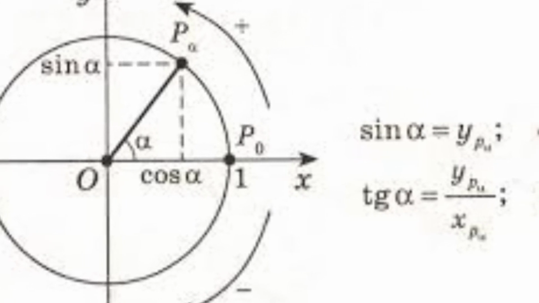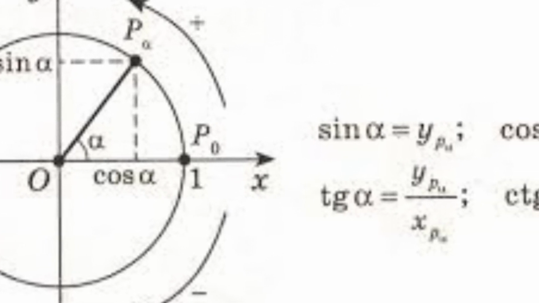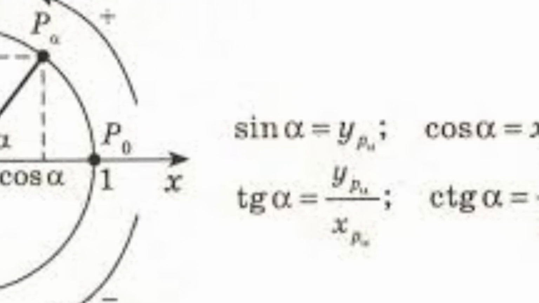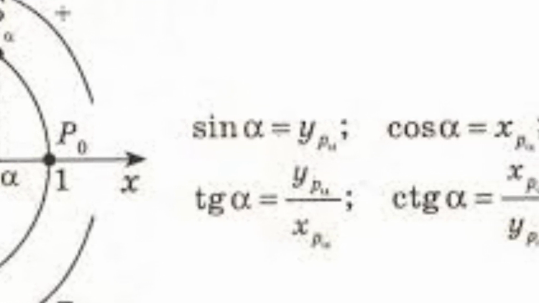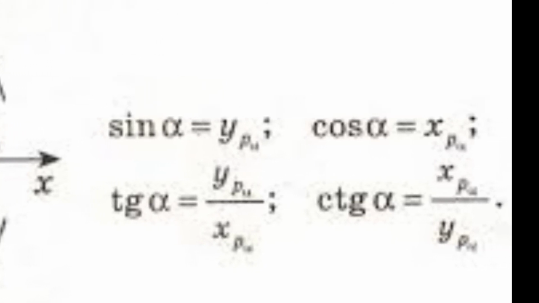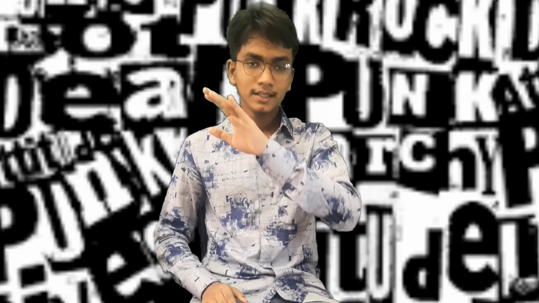Why is it important? Because it's a right angle triangle, as we have formed. Suppose the angle between the line and the positive x-axis is theta. Then the opposite side is the length of the ordinate of that point, and the hypotenuse is the radius of the circle, which is equal to 1.